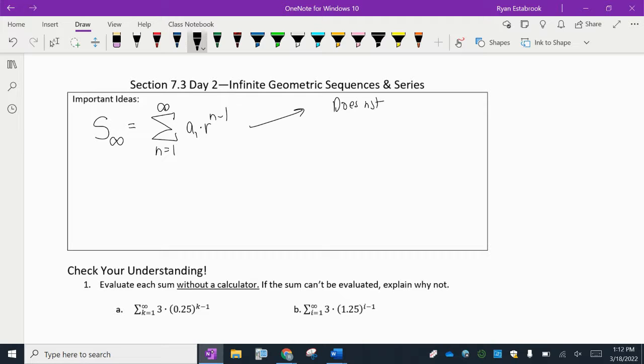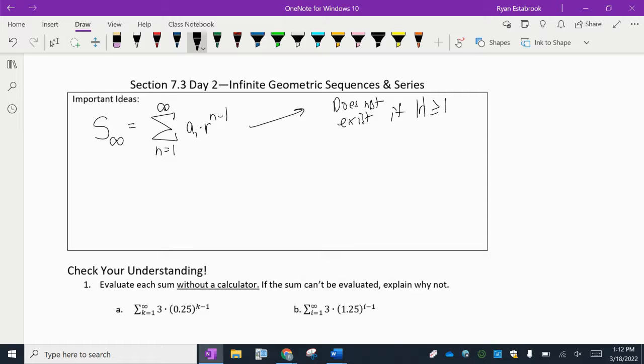This is not going to exist. It does not exist if the absolute value of r is greater than or equal to 1. So if r is bigger than positive 1 or if r is less than negative 1, we're going to have issues with this. We would say the series does not converge. The series diverges. Converge means it's getting closer to a specific number. Diverge means it's not getting closer to anything at all.